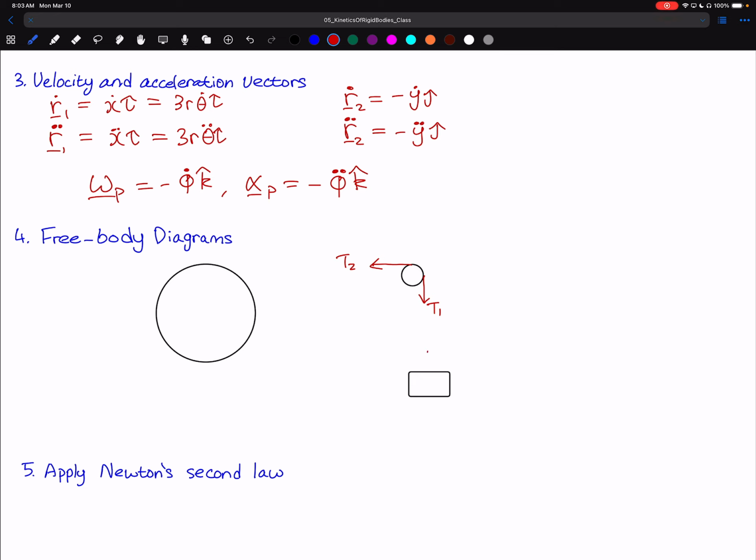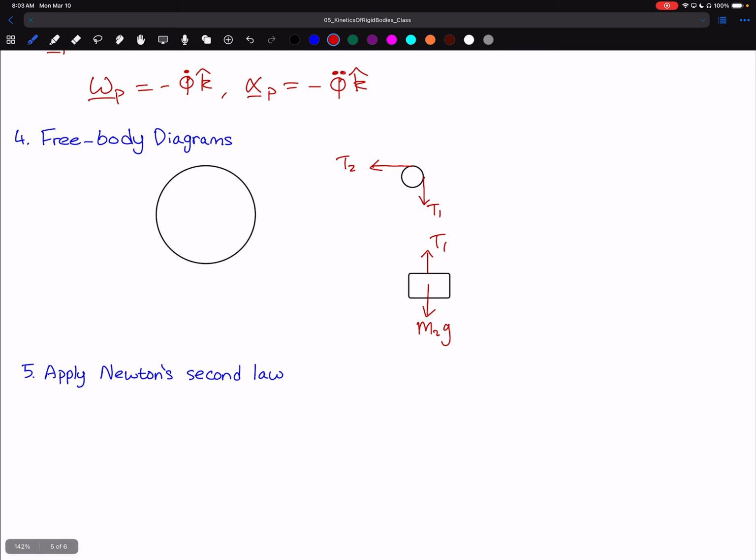On the hanging mass, we have tension T1 pulling up, and then we have the force due to gravity. This will be M2 times G, and that's pulling it down.